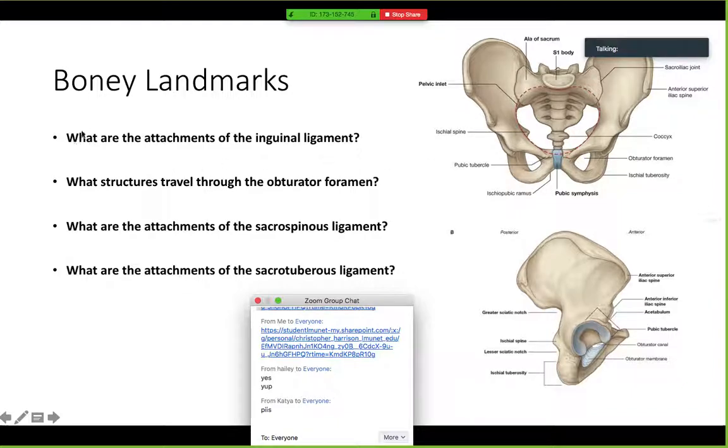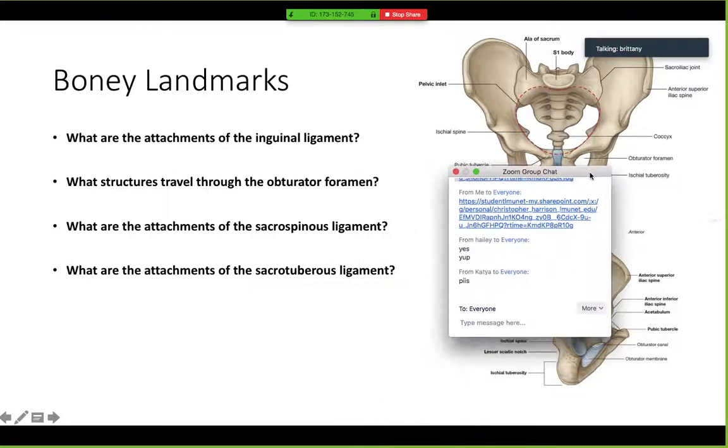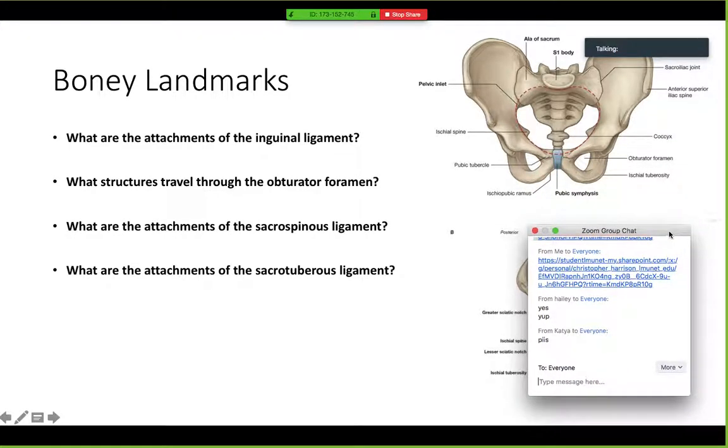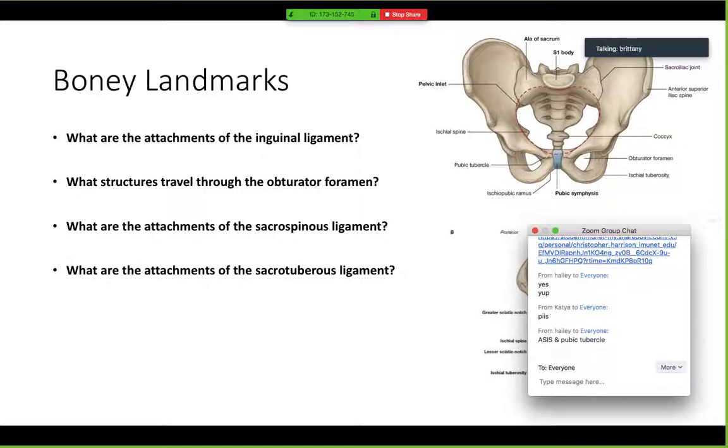Okay, so first off, what are the attachments of the inguinal ligament? That's going to give you two important landmarks right there. Yes, the ASIS and the pubic tubercle. And then what structure travels, or what structures travel through the obturator foramen right here?